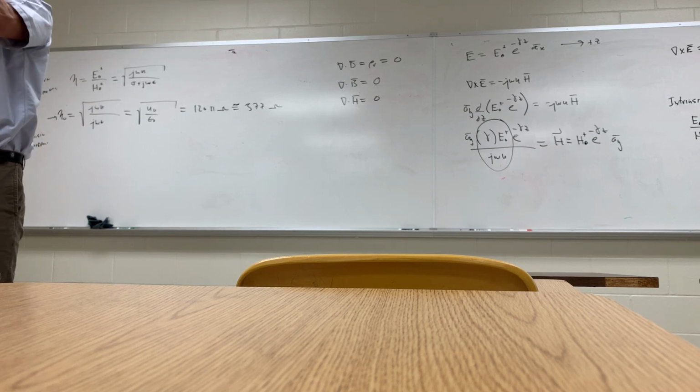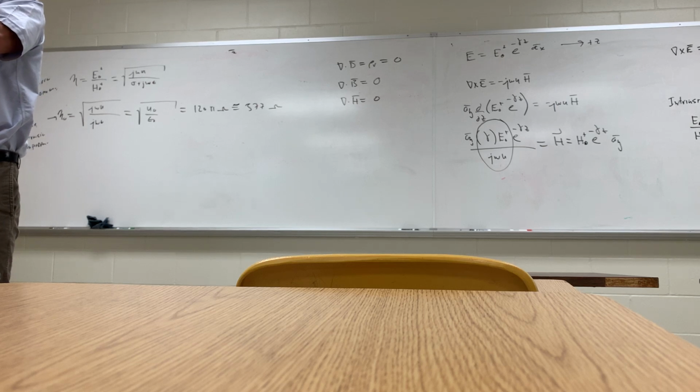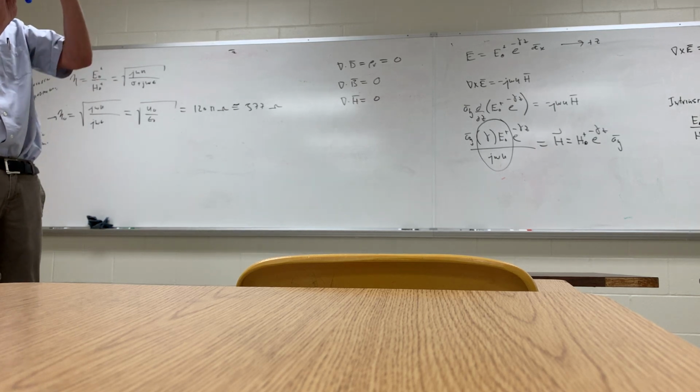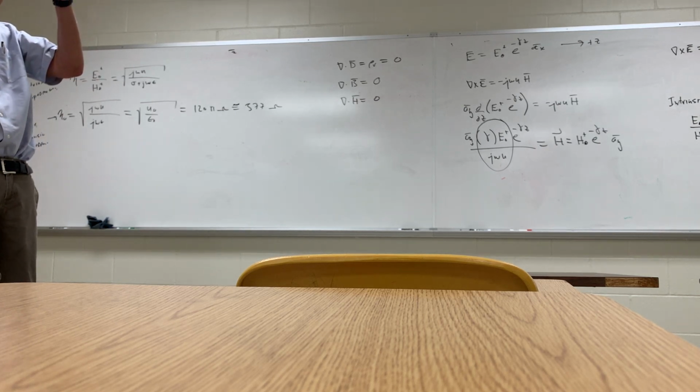So if the E field is in this direction for a propagating wave, the H field has to be orthogonal, and both of them are orthogonal to the direction of propagation. Now, if they were propagating this way, you have the E field this way, the H field this way. Do you all follow me?